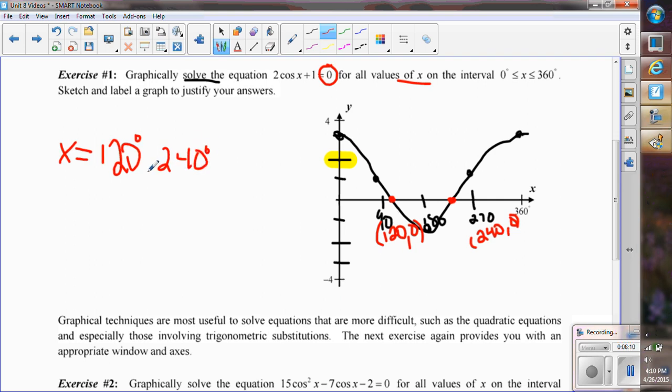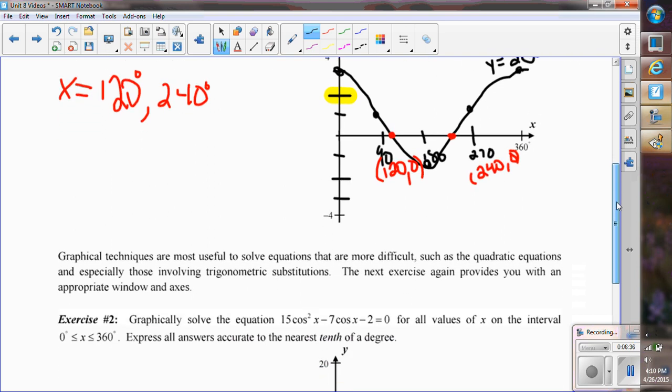Now, there's a little bit more work to be done here. Solving graphically means that you need to also label your equations. So if you're one of those people who forget, you need to go back and do that. So you have to have y equals 2 cosine of x plus 1. And if you didn't have the coordinates labeled, you would have to label this as the line y equals 0. But having our coordinates is just as easy.